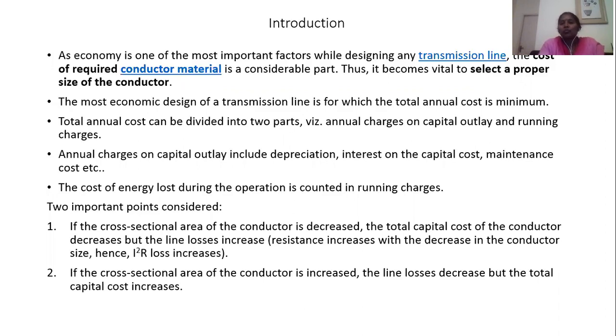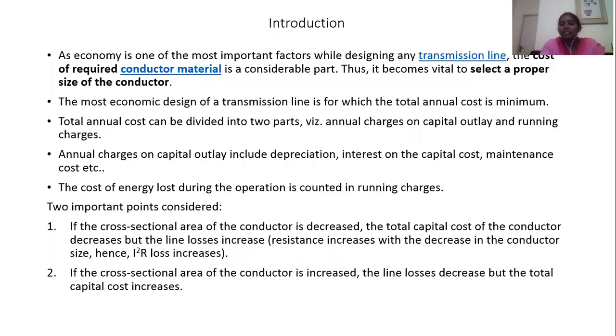The total annual cost is divided into two parts, as we have just seen in your first unit itself. One depends upon the annual charges of capital outlay, and the next one is the annual running charges. The annual charges of capital outlay depend upon the interest, depreciation cost, and the cost involved in building up the system or maintenance cost, etc. The cost involved in energy is the running charges. The most important running cost is the cost of energy loss during the operation.